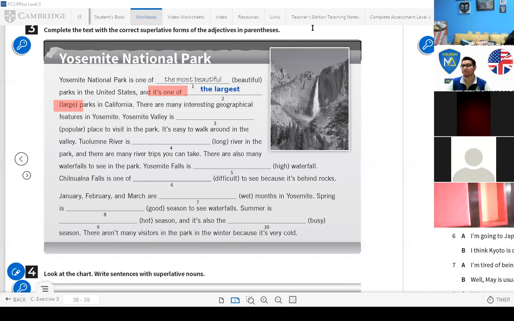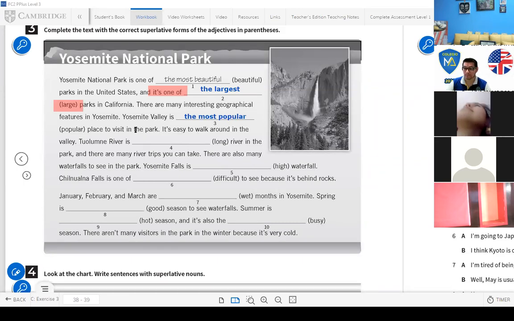In this case, popular is a big adjective. You can use the most, o sea, el más popular, the most popular. Yeah, the place to visit in the park. It's easy to walk around in the valley. The Merced River is long.